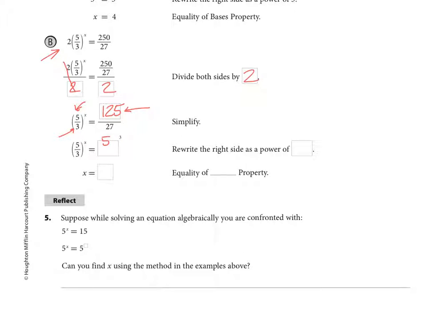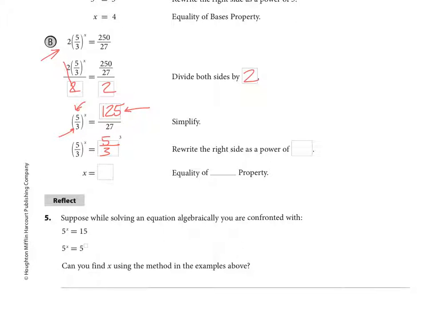I need to rewrite 27 as a power of 3. Well, 27 is also 3 to the third power. This is where you have to know some exponential values. This is what I was talking about. You need to know 5 to the third is 125. You need to know 5 to the fourth is 625. You need to know 3 to the fourth is 81. You need to know 2 to the fourth is 16. Those are some basic values that you need to know.